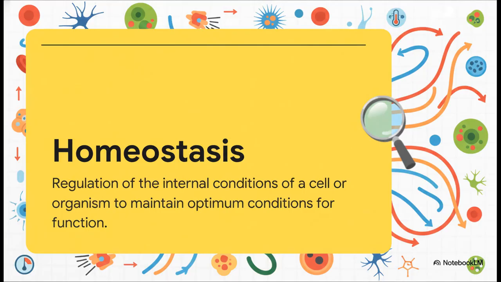Now, this is the official definition, straight from the AQA specification. My advice? Learn it word for word. Homeostasis is the regulation of the internal conditions of a cell or organism to maintain optimum conditions for function. It's a bit of a mouthful, but in simple terms, it's just about keeping things just right on the inside, so your cells, and especially those super fussy enzymes, can do their jobs properly.